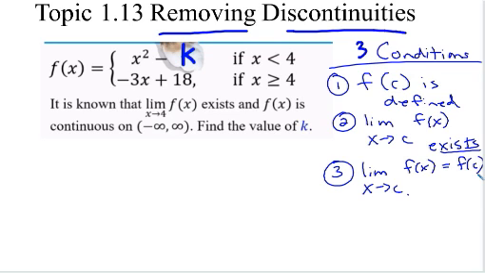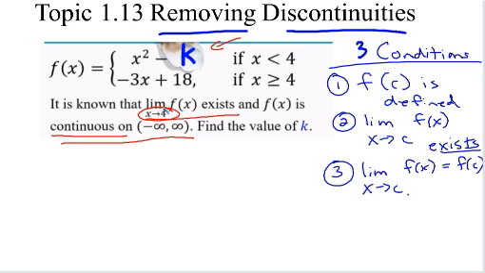So if we look at this problem here, they throw this ugly K in it, which always creates a little bit of alarm in people, but it doesn't really need to, because we're told it's known that this limit exists, and we're told that it's continuous everywhere. All right? And that must mean if it's continuous on negative infinity to infinity, it's also continuous at 4. Right? So that means f of 4 has to be the same thing as the limit value.